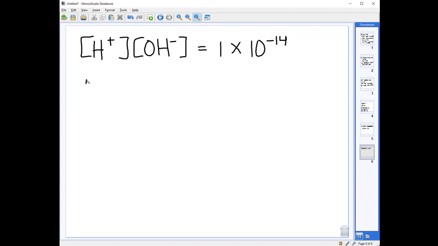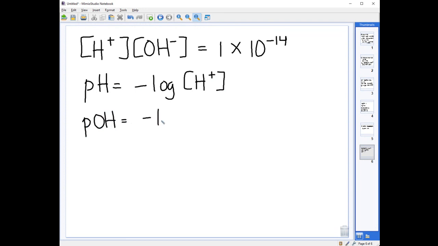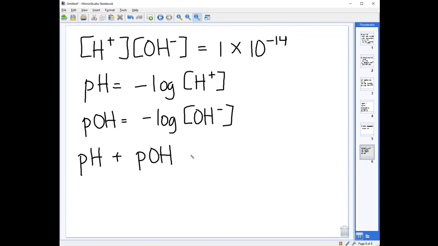Now, we also can look at this. pH is equal to the negative log of the hydrogen ion concentration. pOH is equal to the negative log of the hydroxide ion concentration. Okay. And because we know the max pH is equal to 14, if we add the pH plus the pOH, it can't go over 14. Okay, so it's going to be somewhere between 0 and 14.